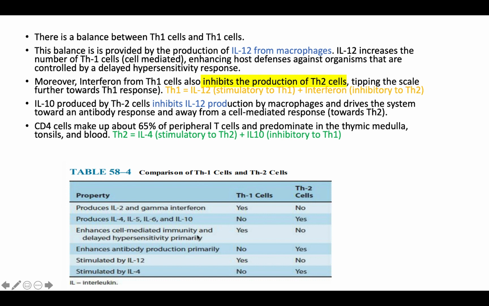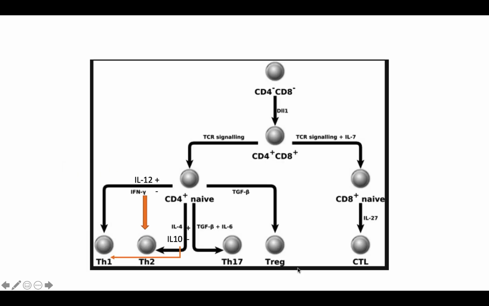Who enhances cell mediated immunity, with function 1 and delayed hypersensitivity, function 3? So obviously that's the TH1 cells. Who enhances the antibody production? That will be TH2. Who is stimulated by interleukin 12, and who is stimulated by interleukin 4? TH2. So this is another response that we are adding to.